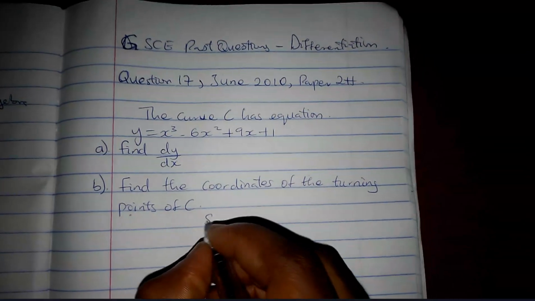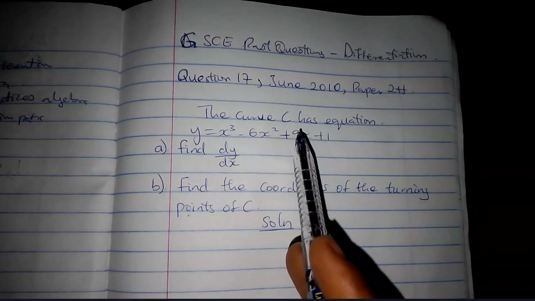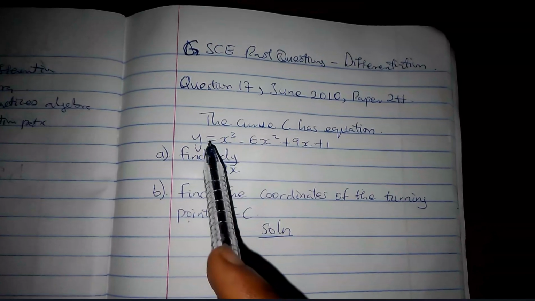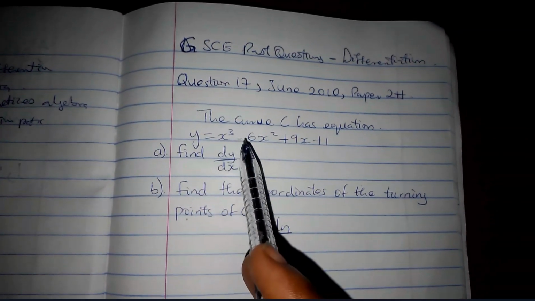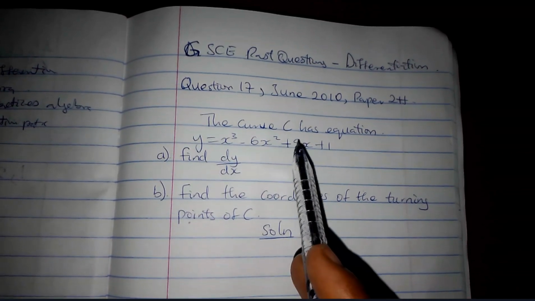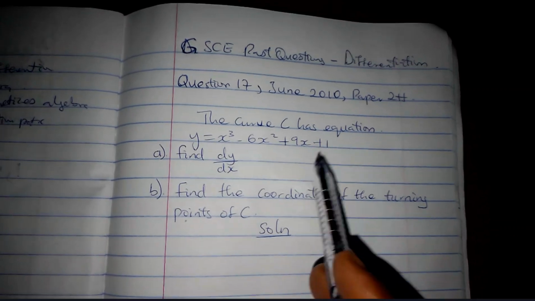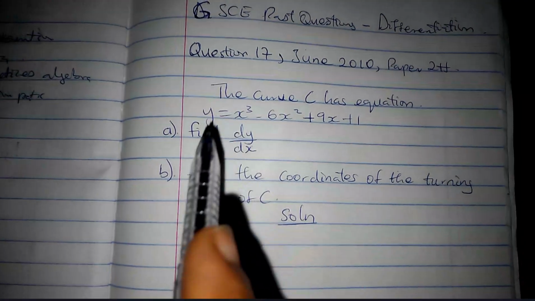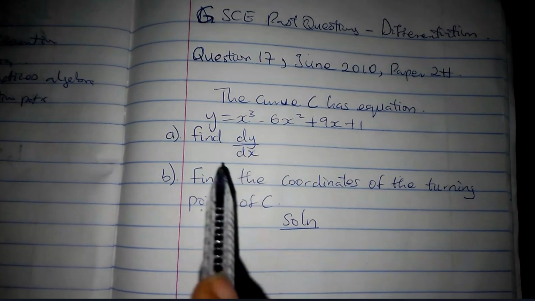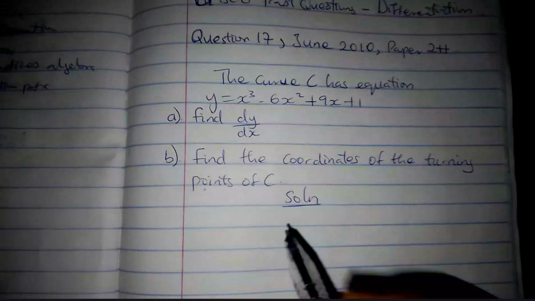So let's get straight to solving this. The question says the curve C has equation y equals x cubed minus 6x squared plus 9x plus 1. That's x cubed minus 6x squared plus 9x plus 1. We're supposed to differentiate the function y here, and find the coordinates of the turning point of C. That is dy/dx of y, and the coordinates of the turning point of C. So first of all, let's start with part A.